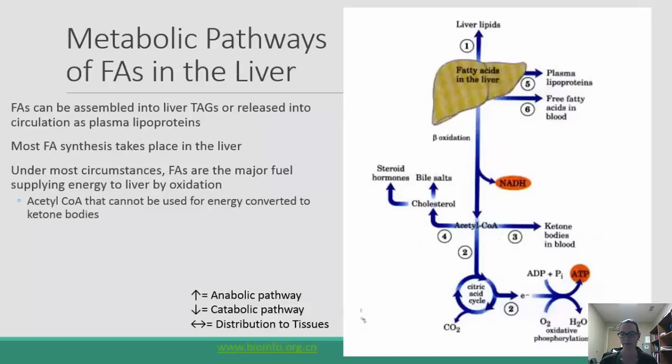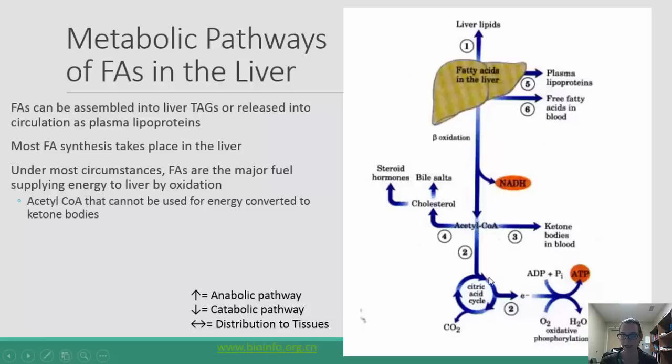Okay, now let's talk about the metabolic pathways for fatty acids in the liver. So we know that we have our fatty acids in the liver. These can be used to synthesize liver lipids. They can also be delivered to the plasma via lipoproteins and also can deliver free fatty acids into the blood. Also, our fatty acids in our liver can be catabolized via beta oxidation, and this produces acetyl-CoA. Acetyl-CoA can be used for synthesis of cholesterol and ultimately of steroid hormones and bile, or it can also be used for production of ketone bodies in the blood.